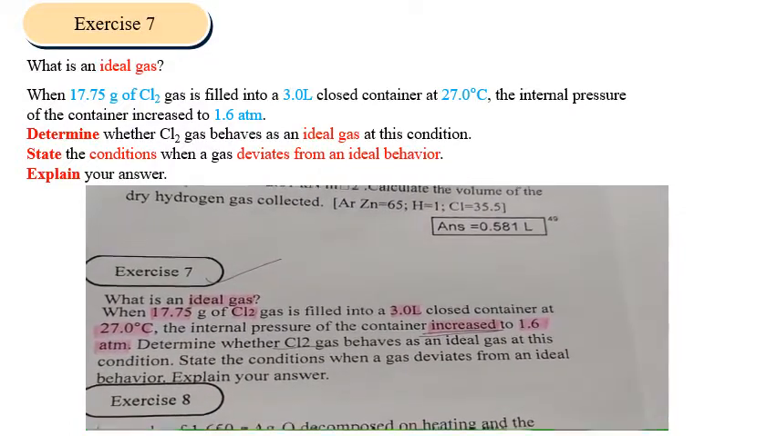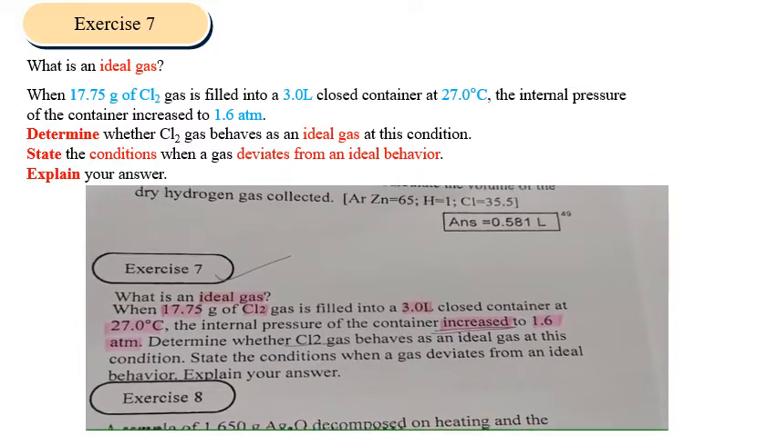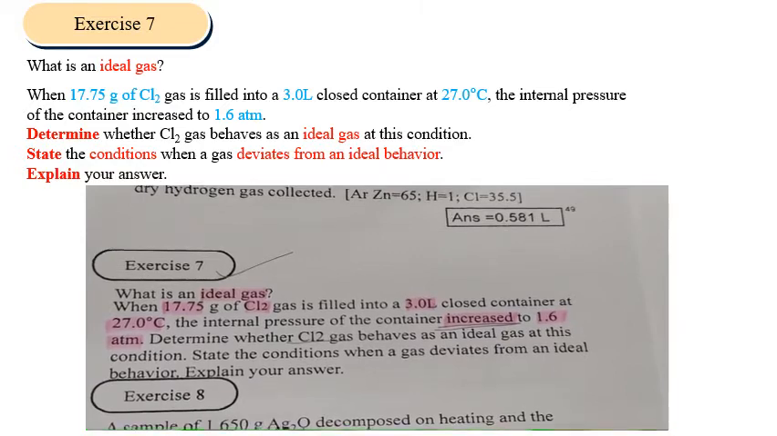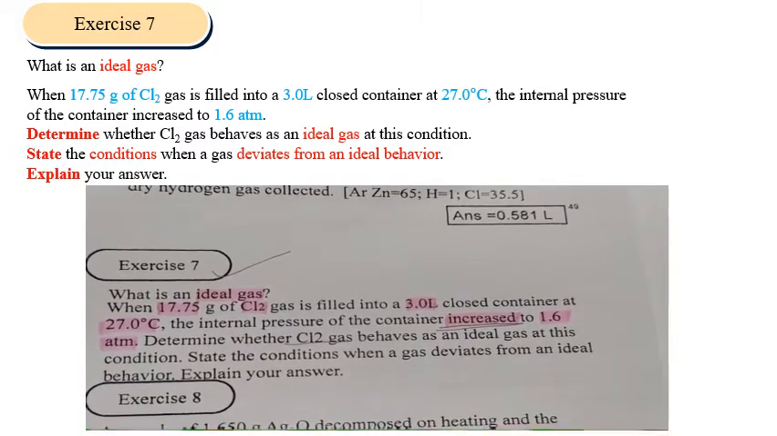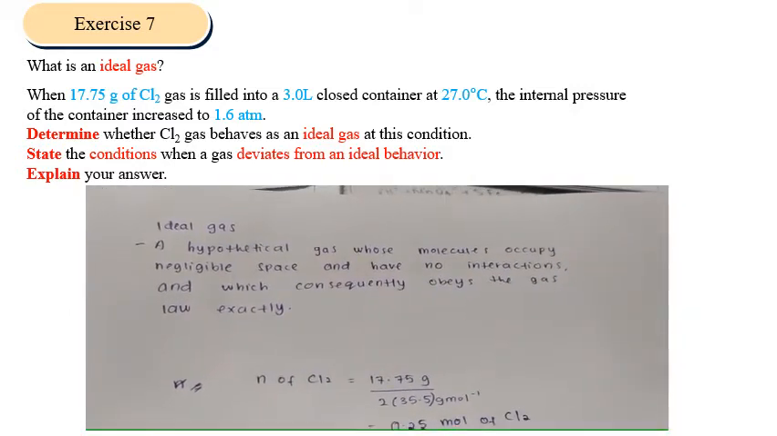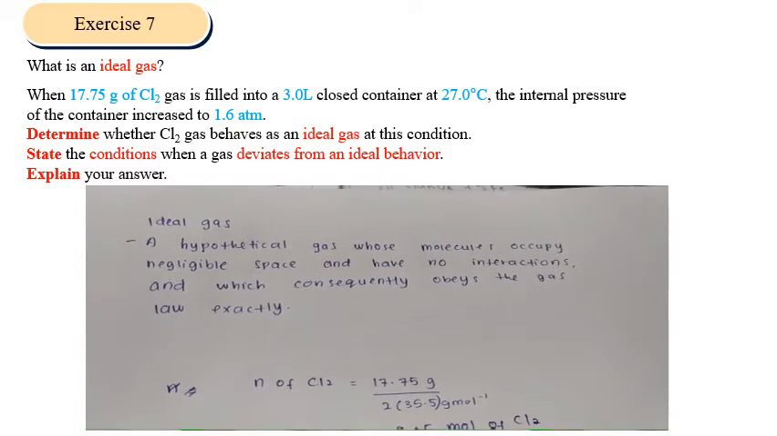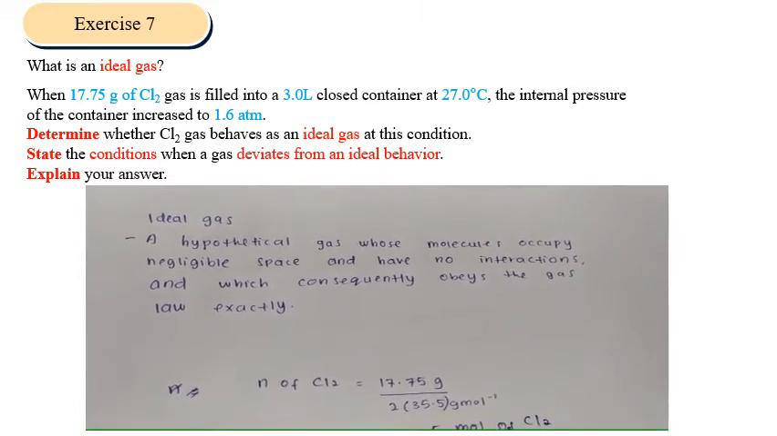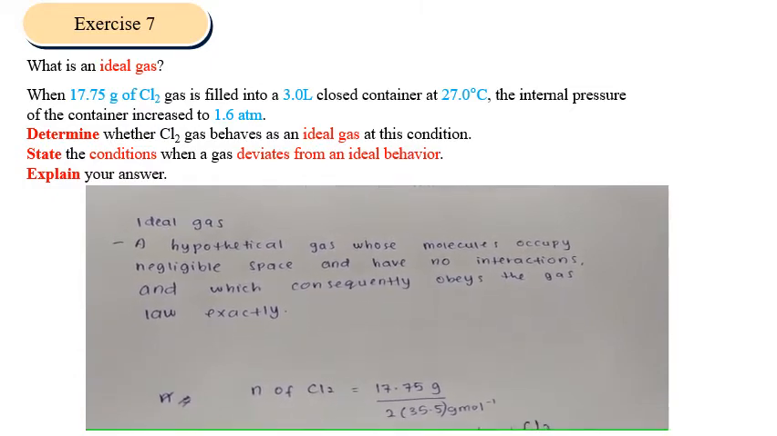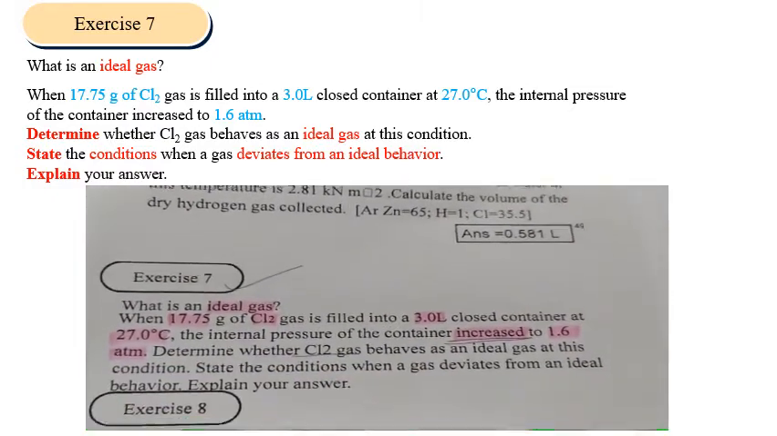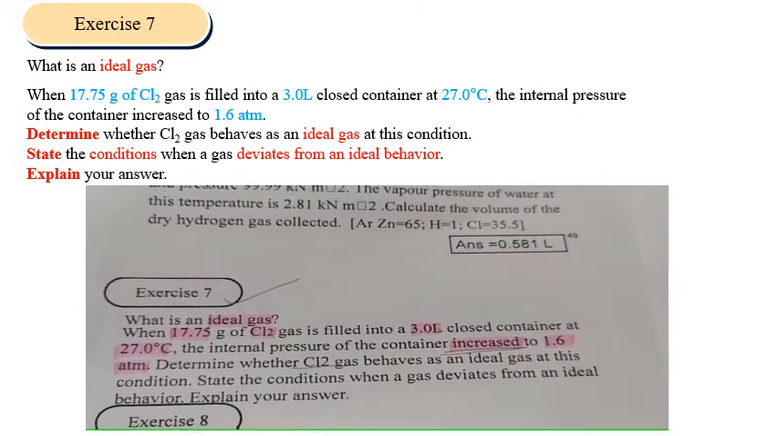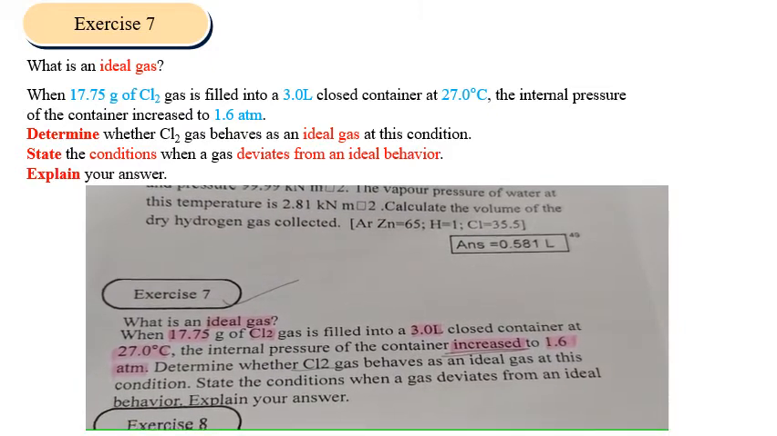Assalamualaikum warahmatullahi wabarakatuh. My name is Alia from class M1T1. So this is the question that I've got, exercise 7 from lecture note. First, what is an ideal gas? Ideal gas is a hypothetical gas whose molecules occupy negligible space and have no interactions, and which consequently obeys the gas law exactly.